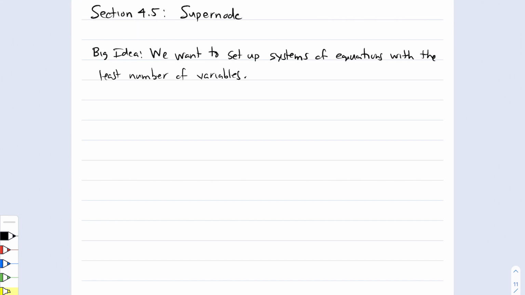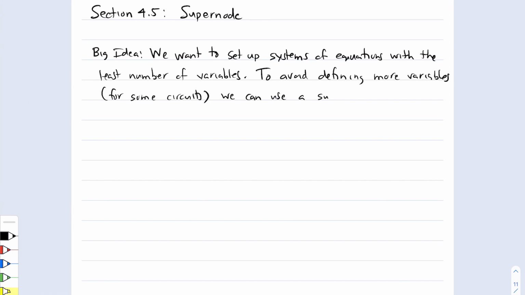And the reasoning behind this should be pretty obvious. The more variables that you have in your system of equations, the more difficult it is going to be to solve that system. So in order to avoid defining more variables, we can actually use the concept of a supernode. So to avoid defining more variables for some circuits, we can use a supernode.